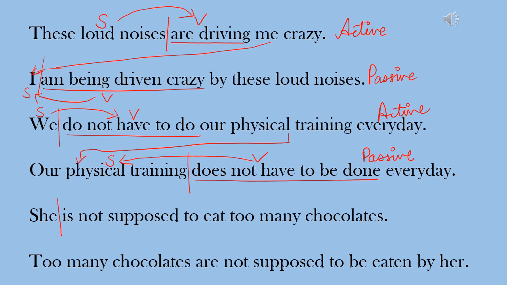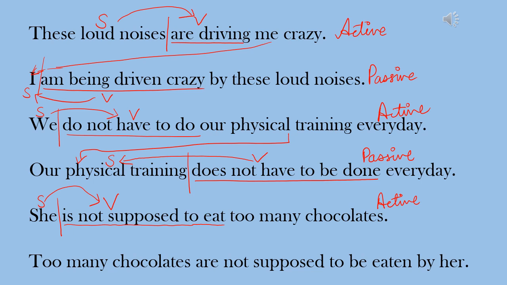She is not supposed to eat too many chocolates. She is the subject. Is not supposed to eat too many chocolates is the predicate. Is not supposed to eat, that is the action. So she is the doer of the action of not supposed to eat. So that is why it is in the active voice.